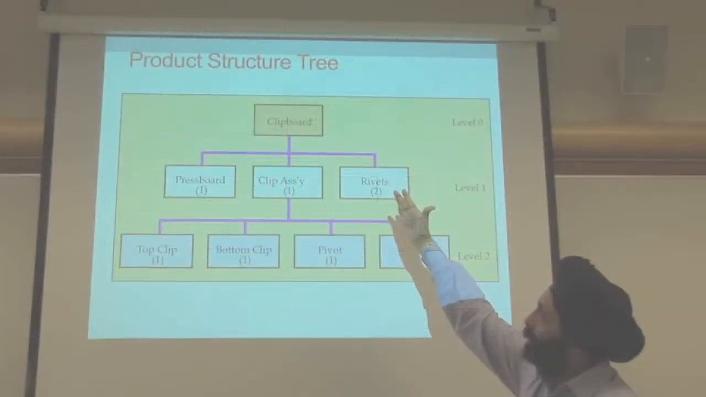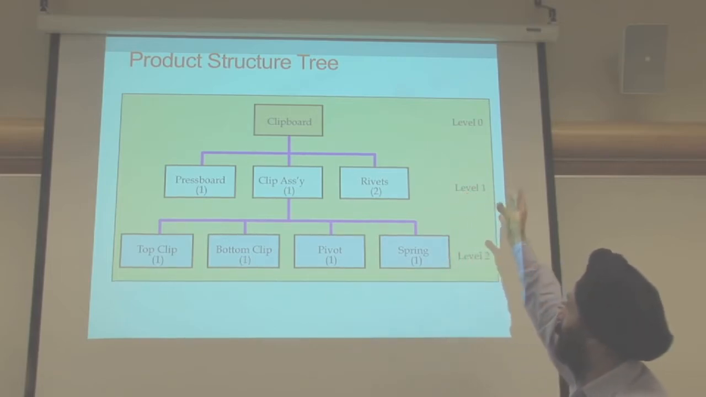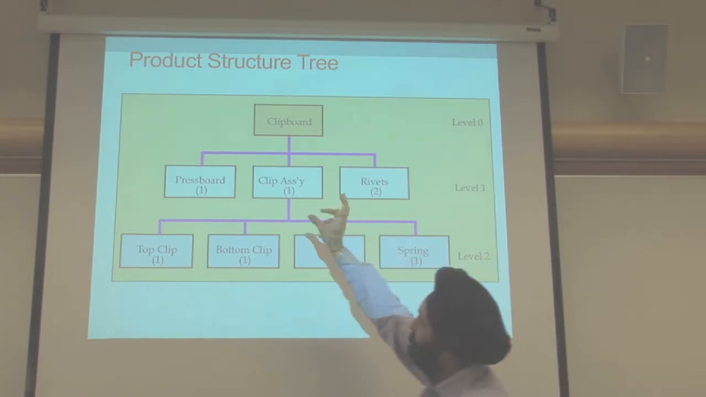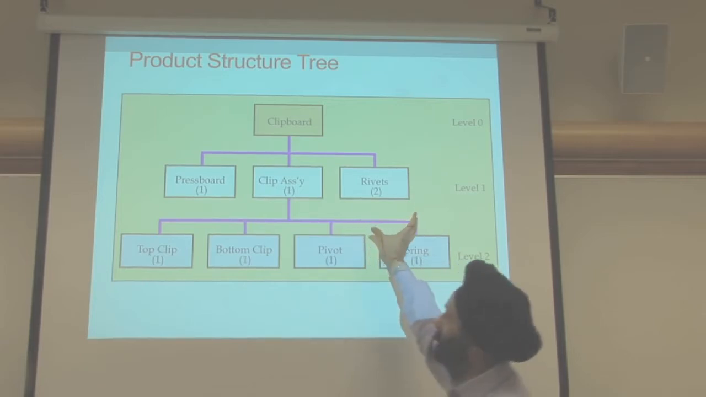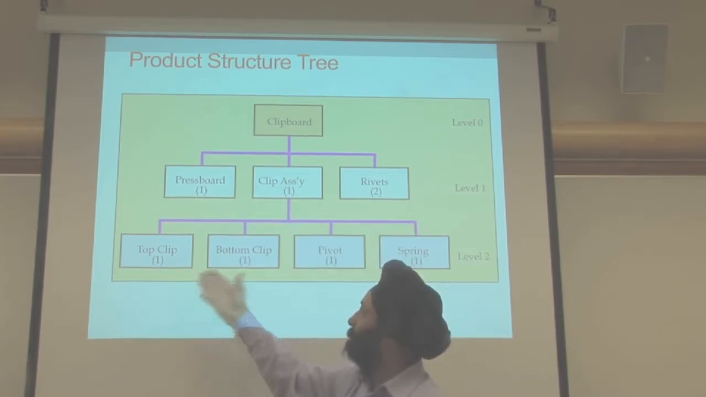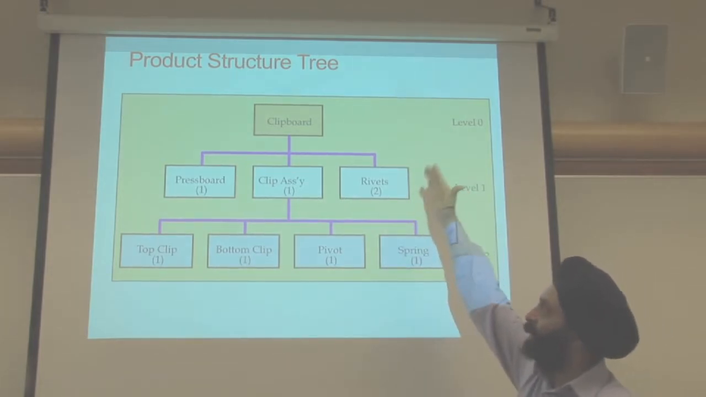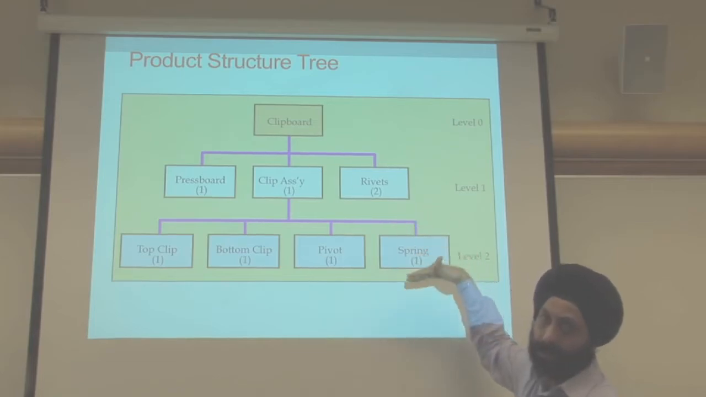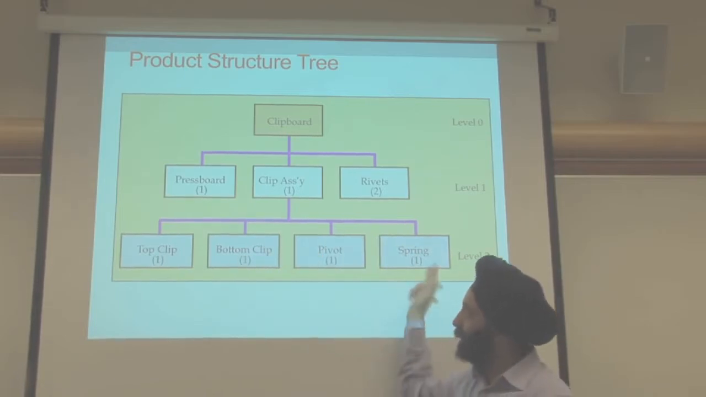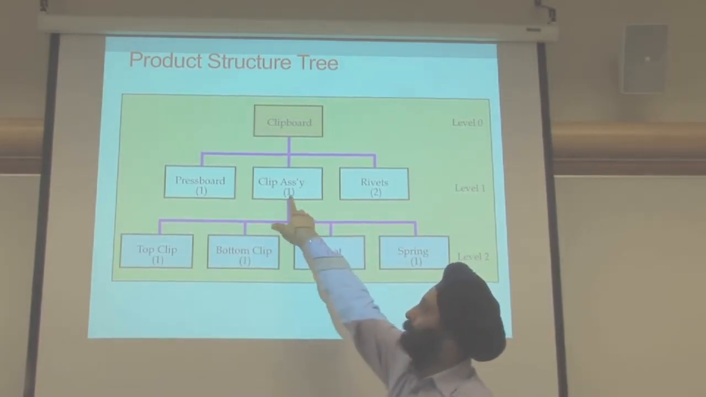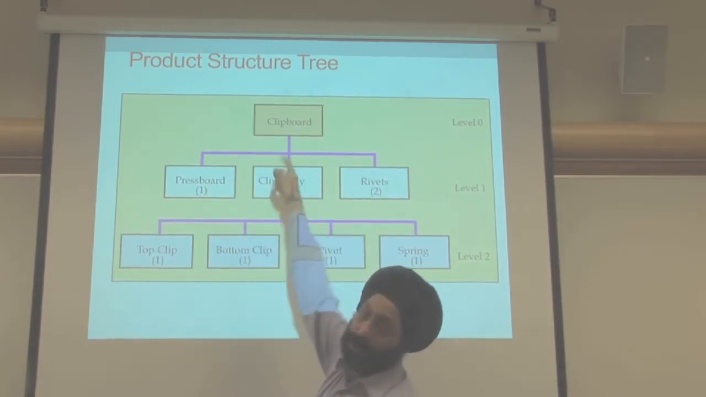You can see clipboard, which is level 0, the highest level or the level of finished good. In order to make a clipboard, you need 1 press board, 1 clip assembly, and 2 rivets. Now, the clip assembly is made up of a top clip, bottom clip, pivot, and spring. So that's level 2. So in terms of planning, we start with the finished good, then go to sub-assemblies, then go to the basic materials. But in terms of actual production, we start with first producing this clip assembly, and before the clip assembly is ready, and then assembling that with the press board and rivets to create the clipboard.